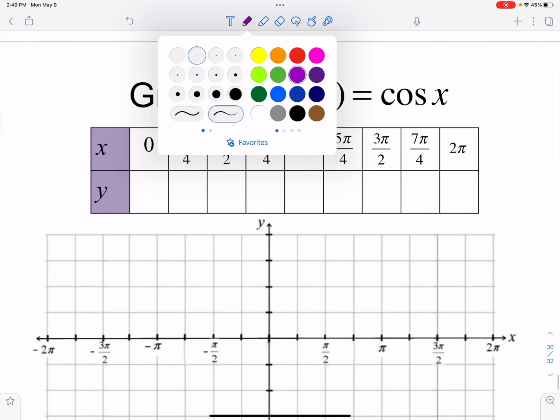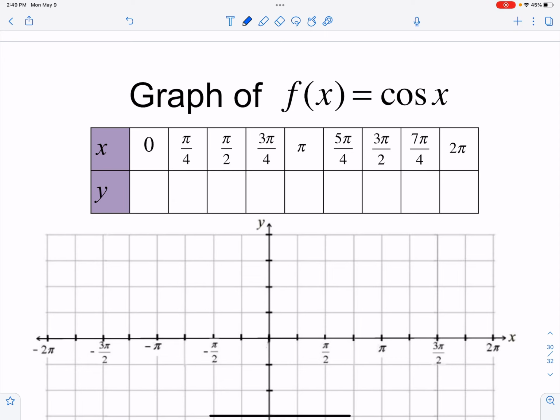Cosine, filling in the table, cosine of 0 is 1. Cosine of pi over 4 is root 2 over 2. Cosine of pi over 2 is 0. Cosine of 3 pi over 4 is negative root 2 over 2. Cosine of pi is -1. Cosine of 5 pi over 4 is negative root 2 over 2. Cosine of 3 pi over 2 is 0. Cosine of 7 pi over 4 is root 2 over 2. And then cosine of 2 pi would be back to positive 1.